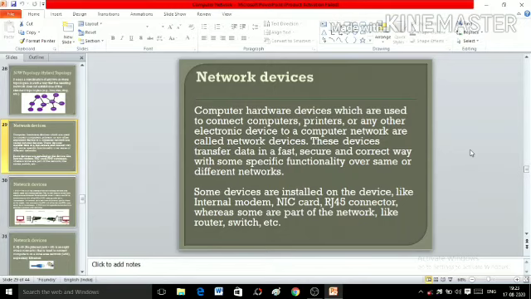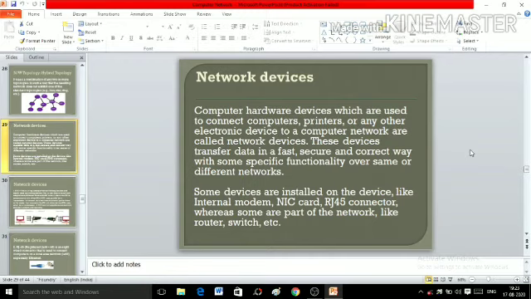Networking devices are the devices which are used for connecting computers, printers, and other electronic devices to a computer network. If you want to connect your device to a network, then you have to use networking devices. Further, the networking devices are of two types, internal as well as external.